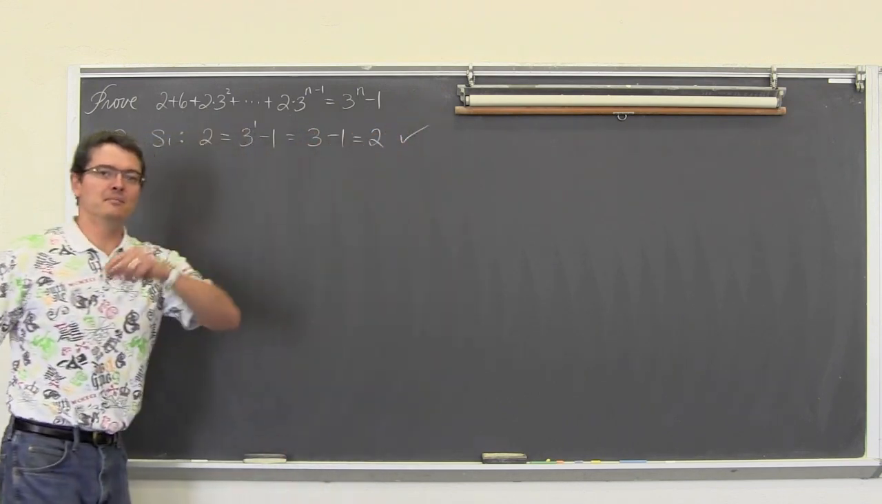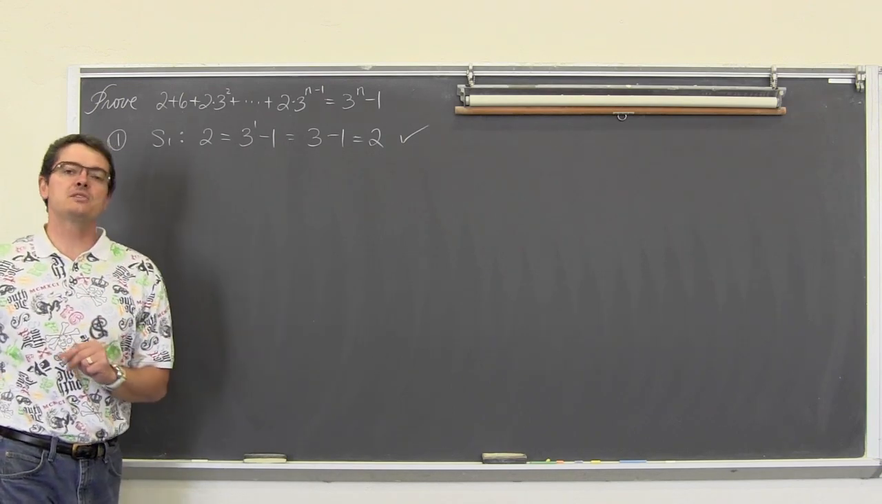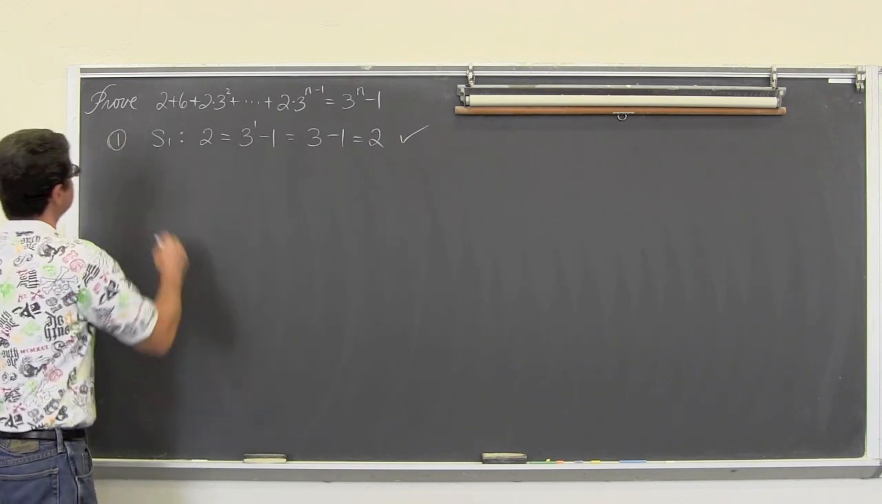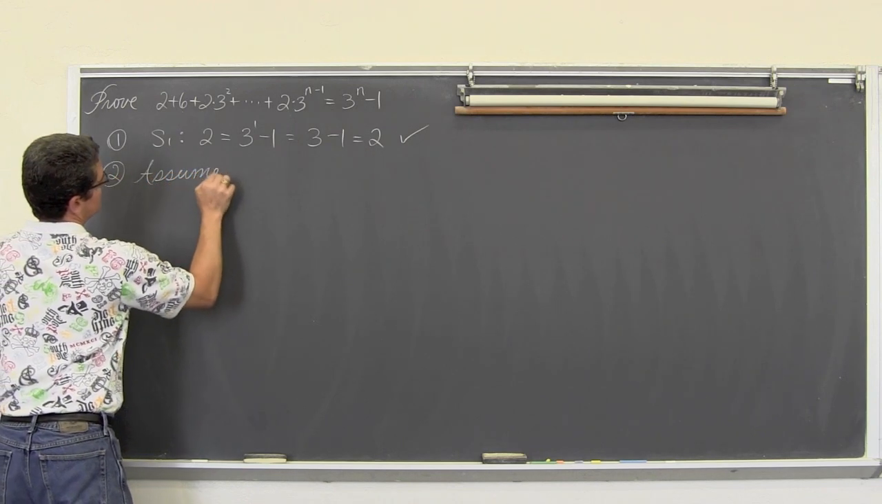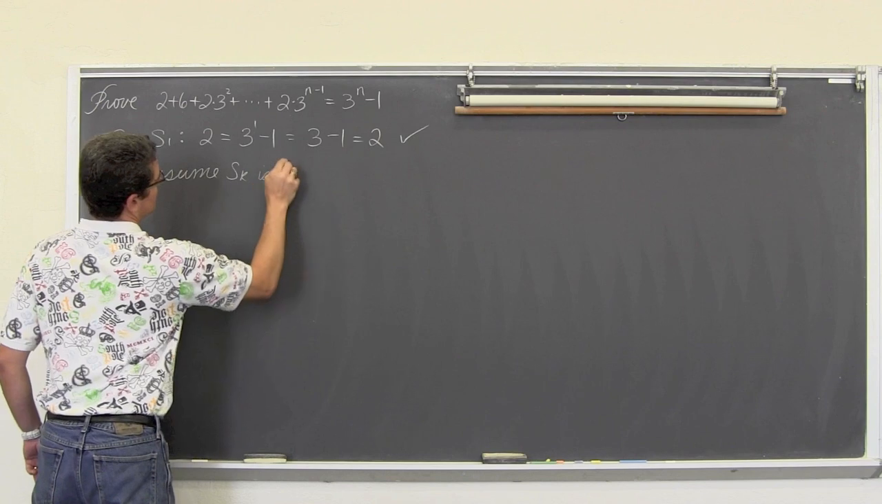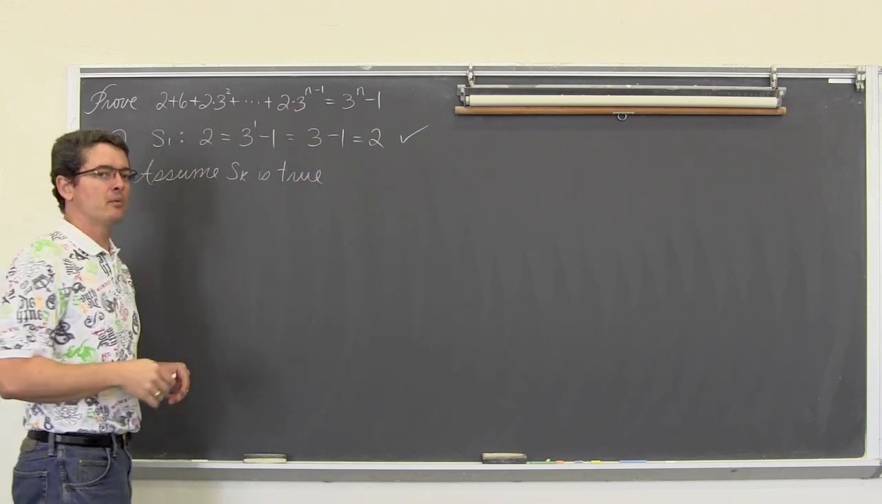And there you go. Bang! 2 equals 2. Wow, rocket science. Step 2, assume that S of k is true. And that just means rewrite it, take the n's out and plug it in with k.